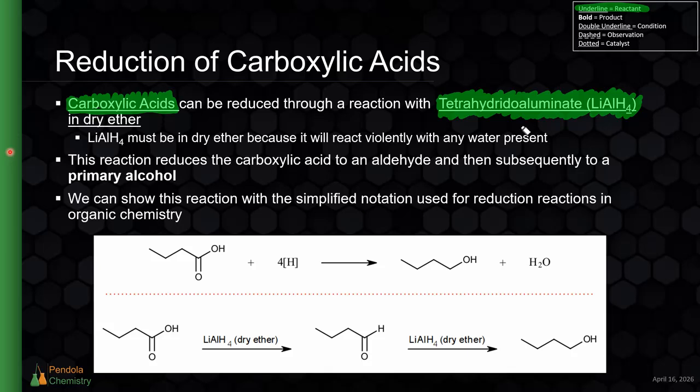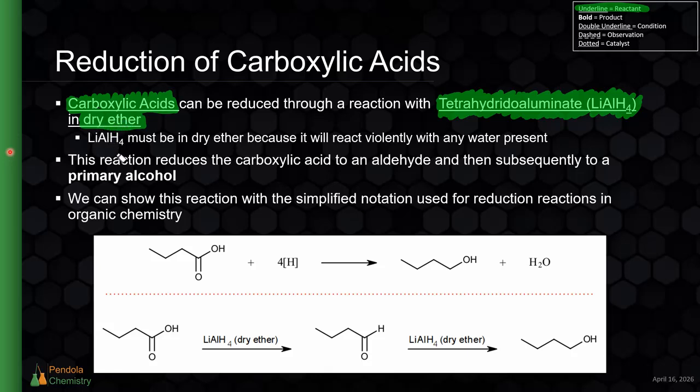Now this tetrahydroaluminate needs to be in dry ether when it's used. So it cannot be in water, it cannot be aqueous, it has to be in dry ether, because the LiAlH4 can react very violently with water itself. So we never have aqueous LiAlH4. It's always going to be in dry ether. This is not specific to this reaction. Any time we use this particular reactant, it's always in dry ether.